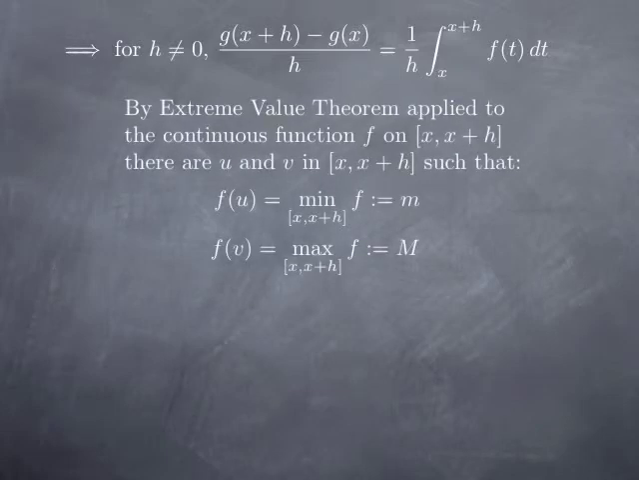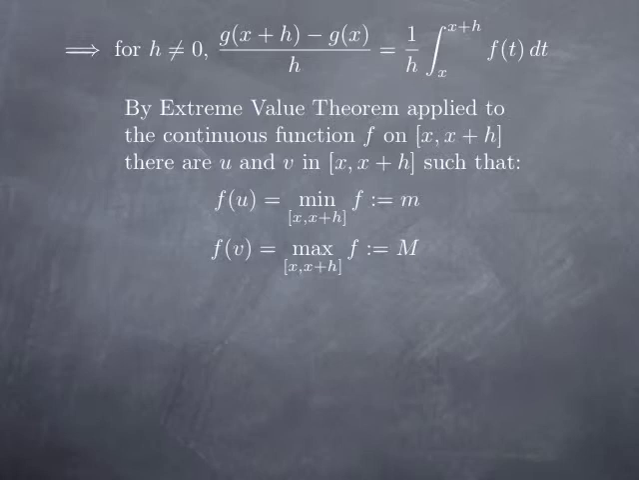So, because the function f is continuous on the closed interval from x to x plus h, it reaches its maximum and its minimum on that interval by the extreme value theorem. And therefore, there are two values, u and v, in that interval from x to x plus h, where the function takes, respectively, its minimum value and maximum value. And we're going to denote by little m the minimum value, and by capital M the maximum value.